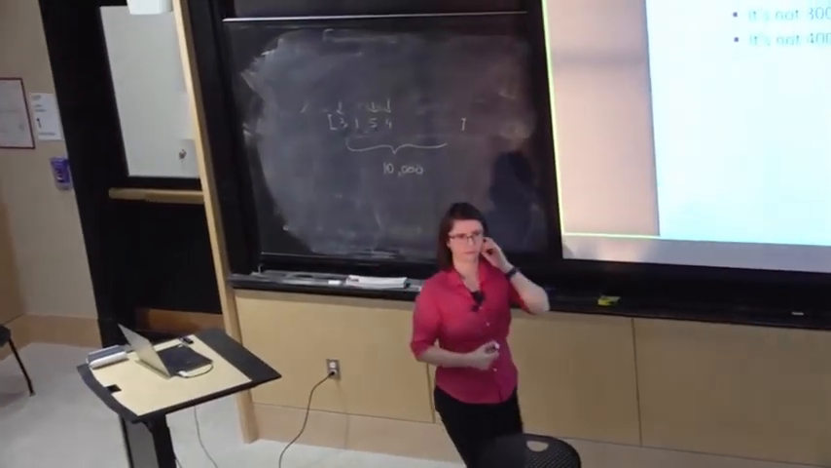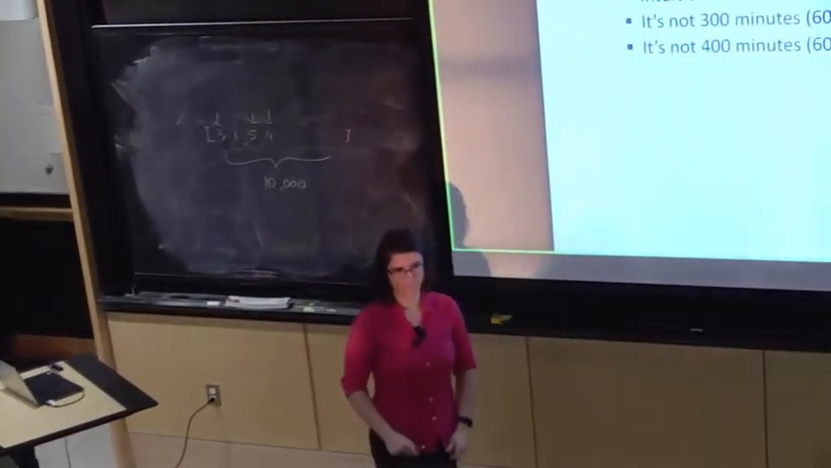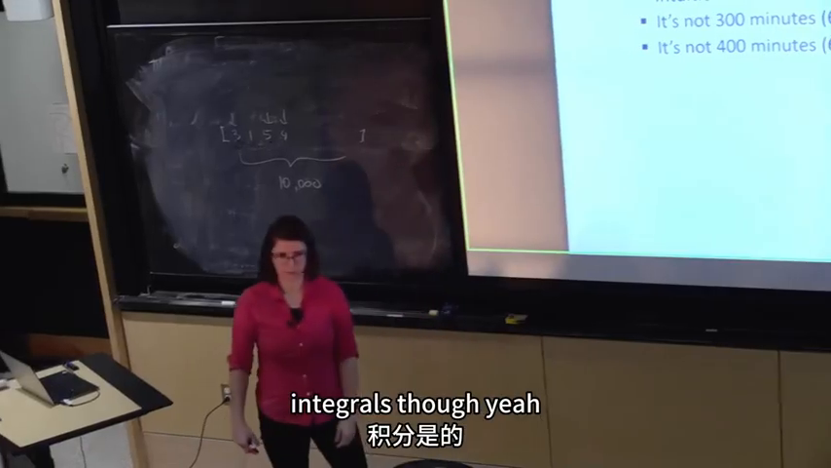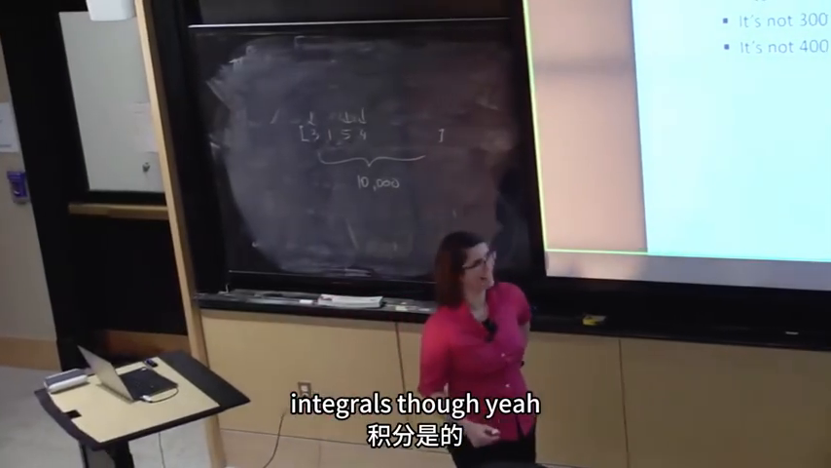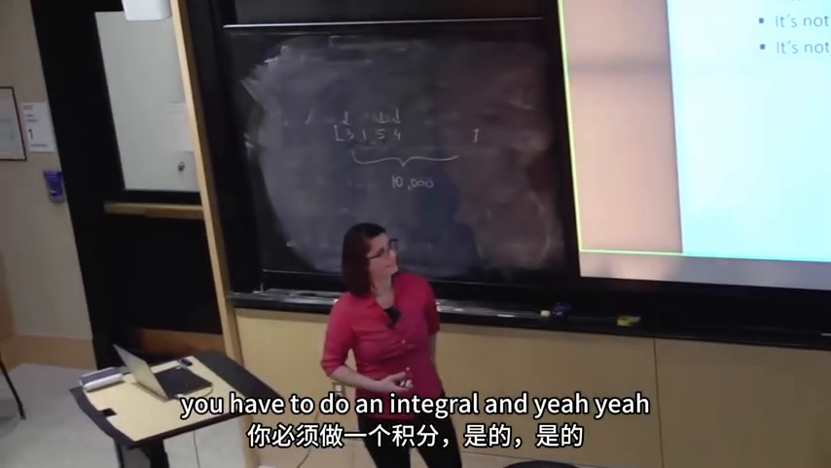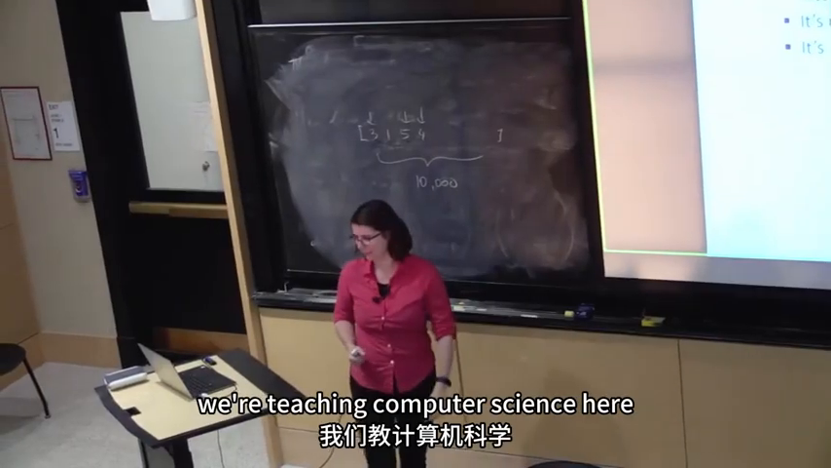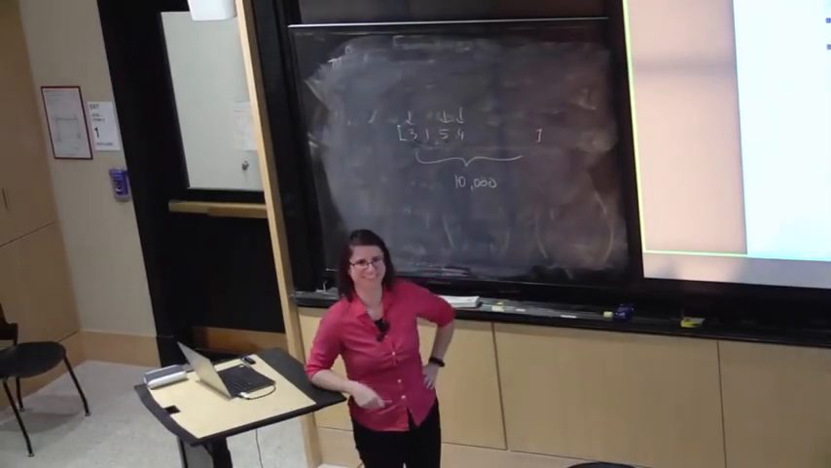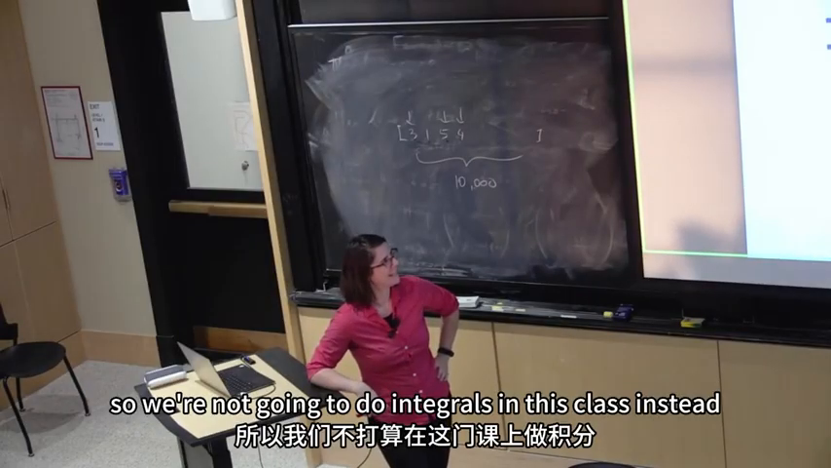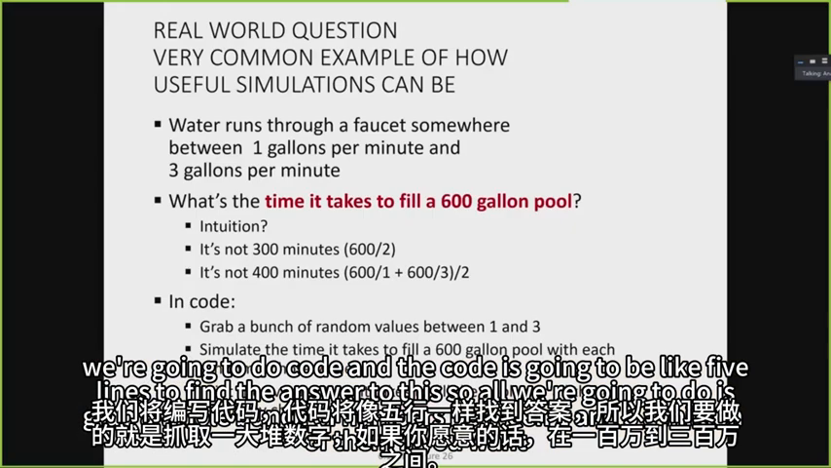Yeah? Could you take the integral of 600 over x and then calculate the average value? You could, yeah. I don't want to do integrals, though. Yeah, but that's exactly the right answer. Yeah, you have to do an integral. And yeah, we're teaching computer science here. So we're not going to do integrals in this class. Instead, we're going to do code. And the code is going to be like 5 lines, okay, to find the answer to this.